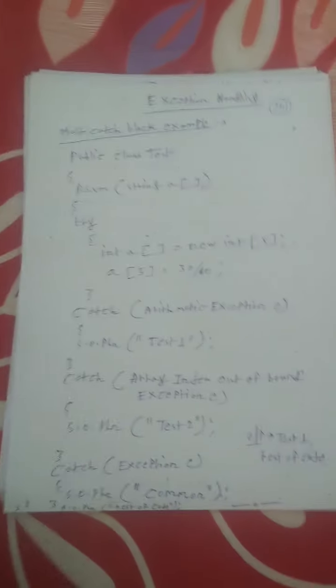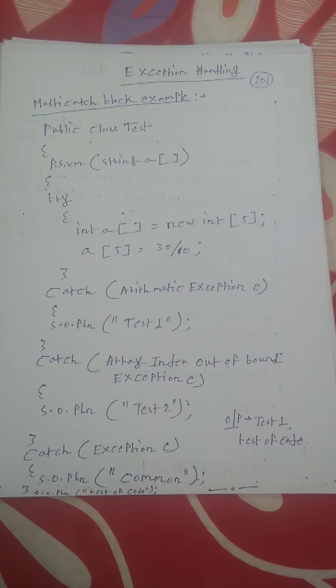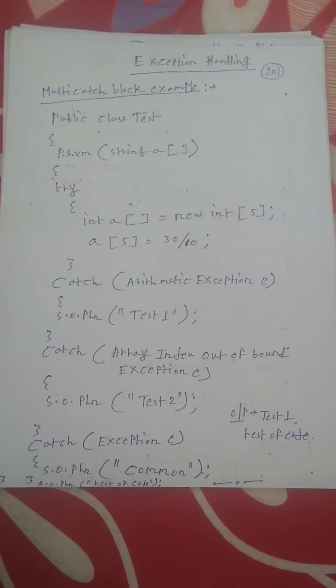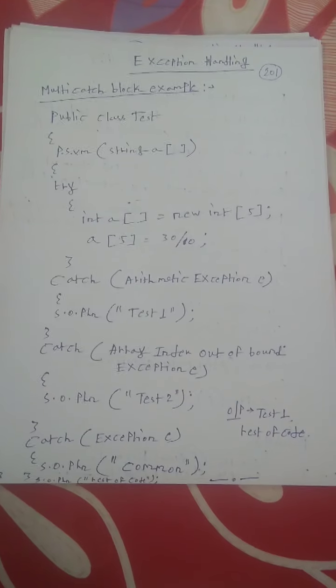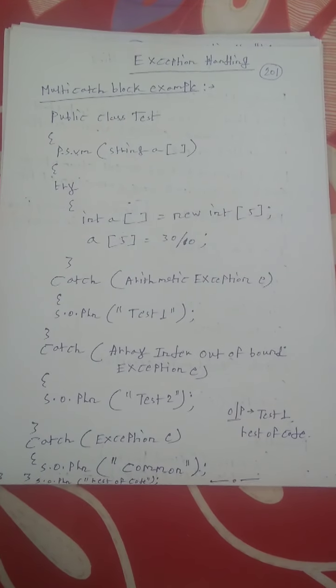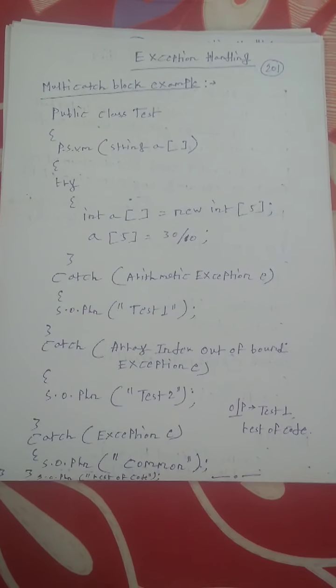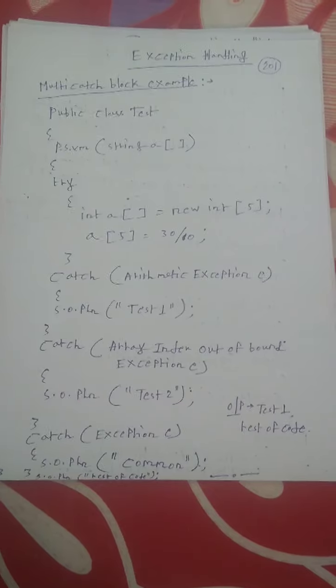So then again, next we can see some examples about exception handling. At first we can discuss a multi-catch block example. Here we take a class called Test, and here we take an array and declare an array index out of bound. Arithmetic exception is handled. Here the catch block is there, and the arithmetic exception is handled by this.